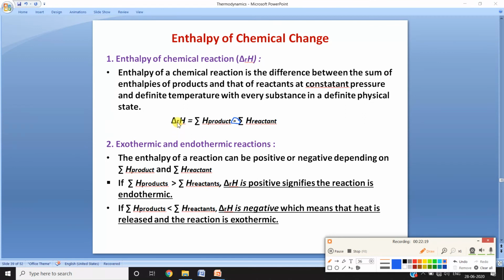Now in case of enthalpies of chemical reaction, one concept is given: exothermic reaction and endothermic reaction. Already in 11th standard we have discussed what is an exothermic reaction, the reaction in which heat is evolved. And what is an endothermic reaction? The reaction in which heat is absorbed. So for an exothermic reaction, delta H is negative, and for an endothermic reaction, delta H is positive. This concept we have already discussed. Delta H positive means the reaction is endothermic, and delta H negative means the reaction is exothermic.